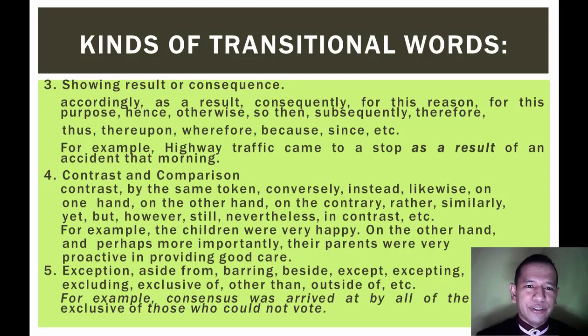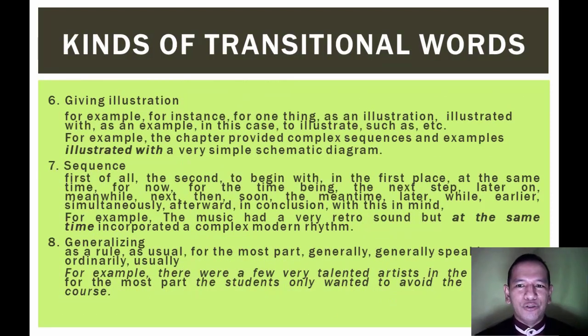Okay. Next, giving illustration: for example, for instance, for one thing, as an illustration, illustrated with. For example, the chapter provided complex theories and examples illustrated with a very simple schematic diagram. That was giving illustration, right?